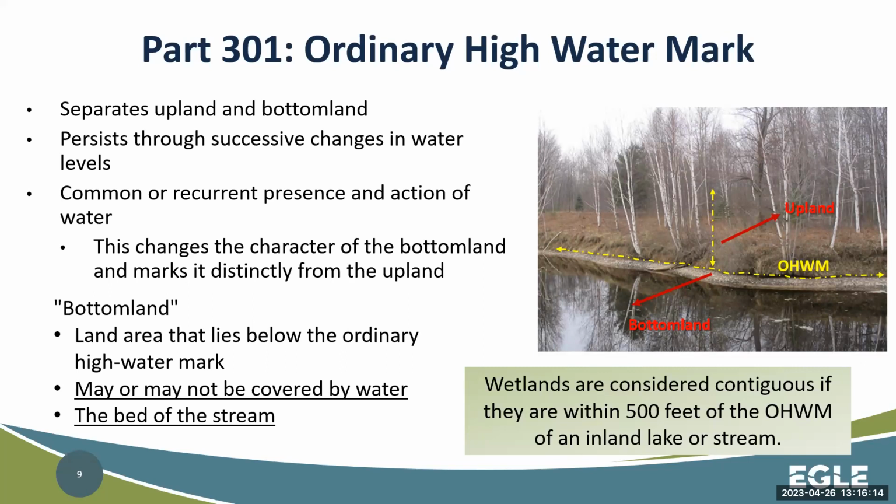One of the significant things about the ordinary high water mark on a stream channel is that wetlands are considered contiguous if they are within 500 feet of the ordinary high water mark of an inland lake or stream.